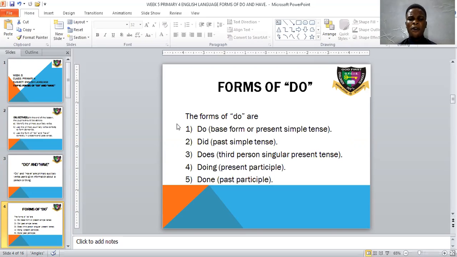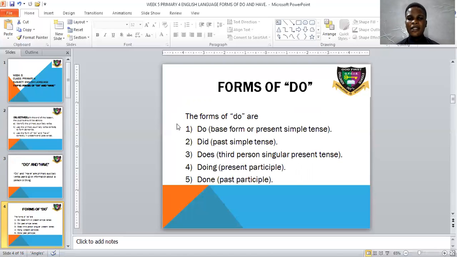Now, the first form of do is do itself, which is the word we are dwelling on. Do is the base form or the present simple tense. The second one says did. Did is the past simple tense.